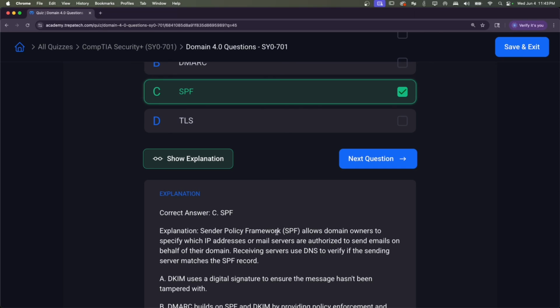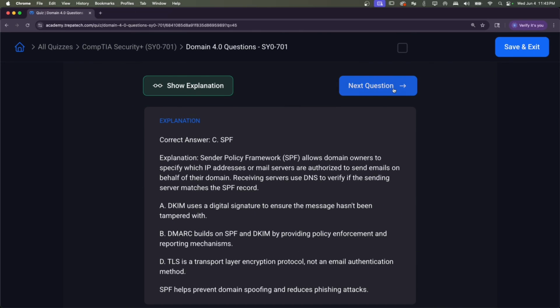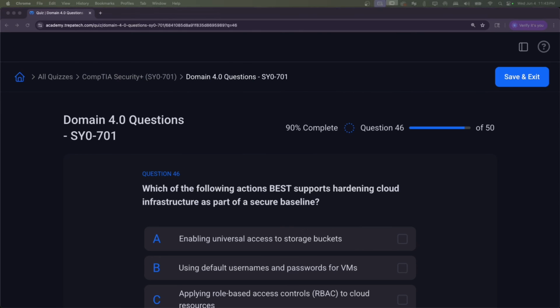So SPF, Sender Policy Framework, allows domain owners to specify which IP addresses or mail servers are authorized to send emails. And there are already pre-built lists of good domains and pre-built lists of blacklisted domains as well, that can help you when you're filtering out spam and malicious emails coming into your network across your email server, right?